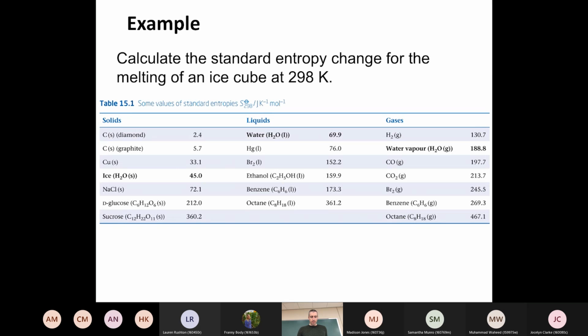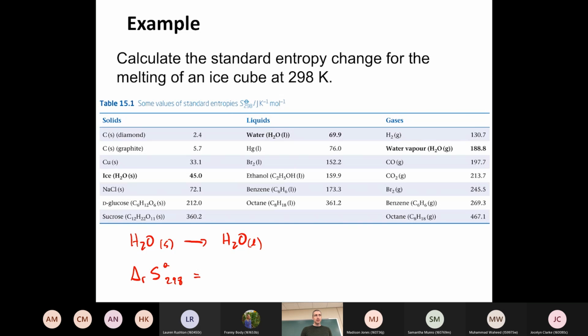Calculate the standard entropy change for the melting of an ice cube at 298 K. So it's 25 degrees, put an ice cube on the bench top here, it will eventually melt. This reaction, if you wanted to write it out, would look like this: H2O solid goes to H2O liquid. So all we need to do is calculate the delta S of reaction at 298. It's not really a reaction per se here, it's more of a phase change, but you can write it out this way anyway.